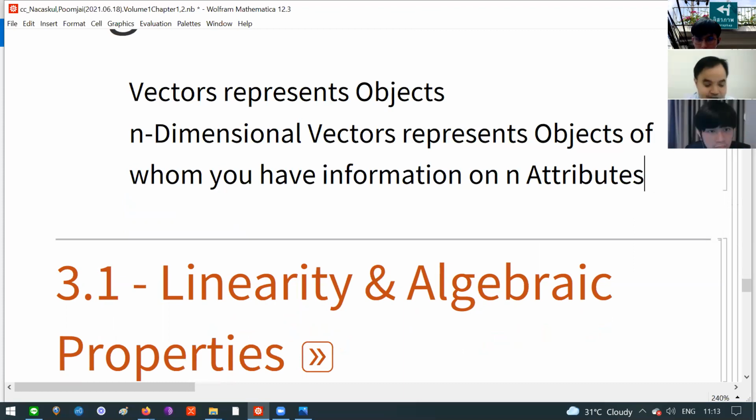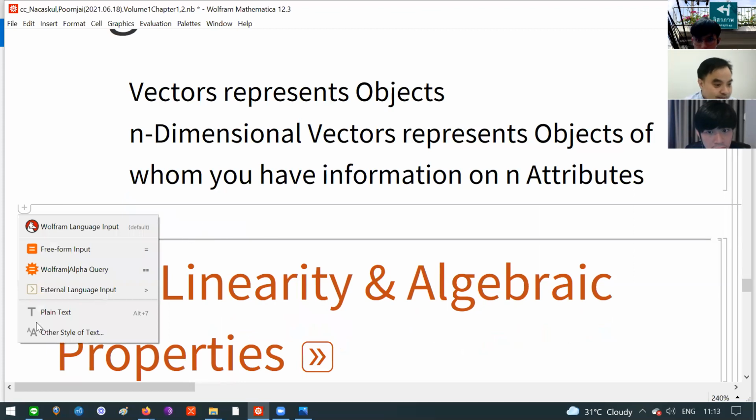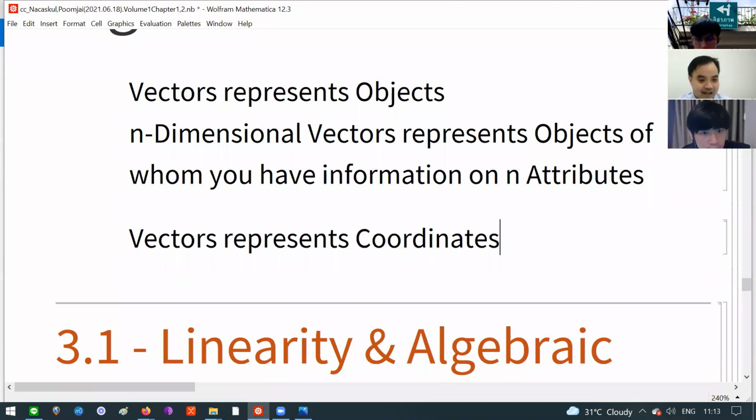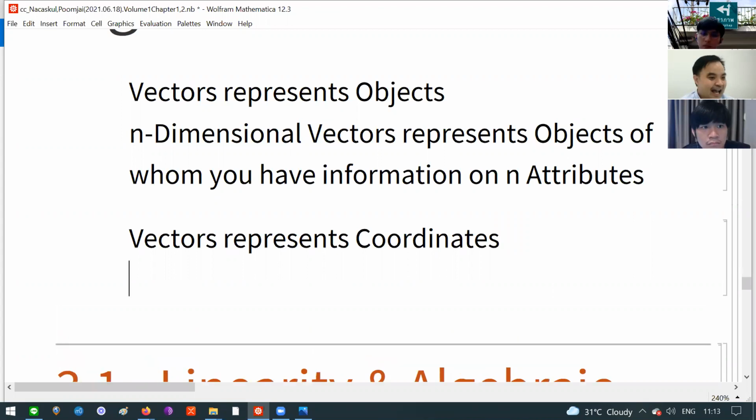The other notion is that a vector represents a coordinate. Now, this is a little bit limited, actually. Why? Because how many coordinates can you have? Well, actually in life you only have 3 dimensions at most, right?